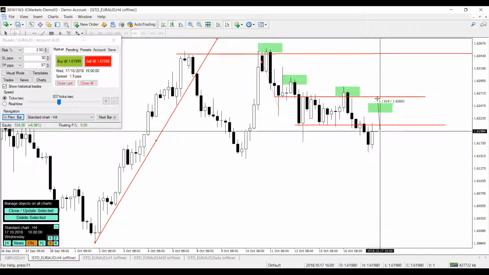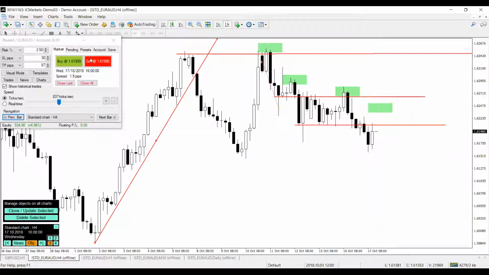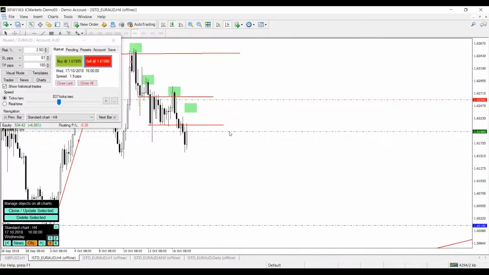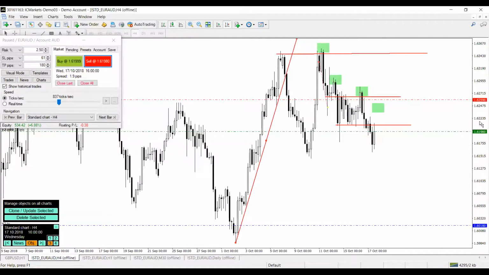So let me do this as an example. A 61 pip stop loss, which is really unrealistic. 121.80. Okay, I'm just going to do this for example's sake, just to show you guys something. I don't care. I'm just focusing on market structure.